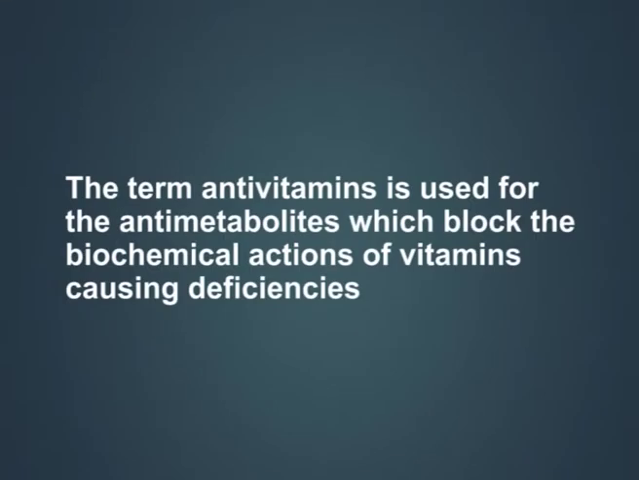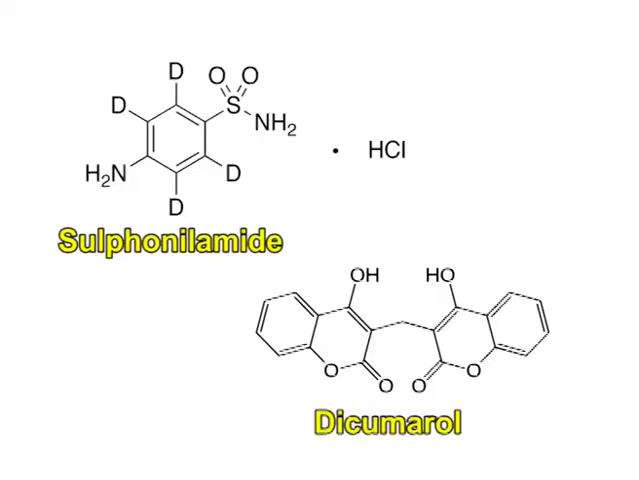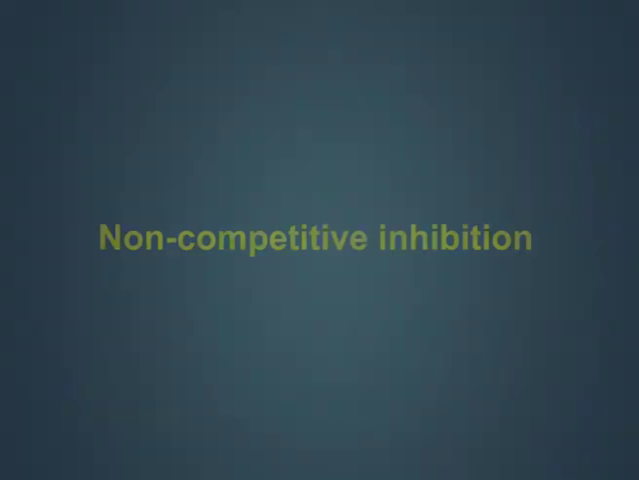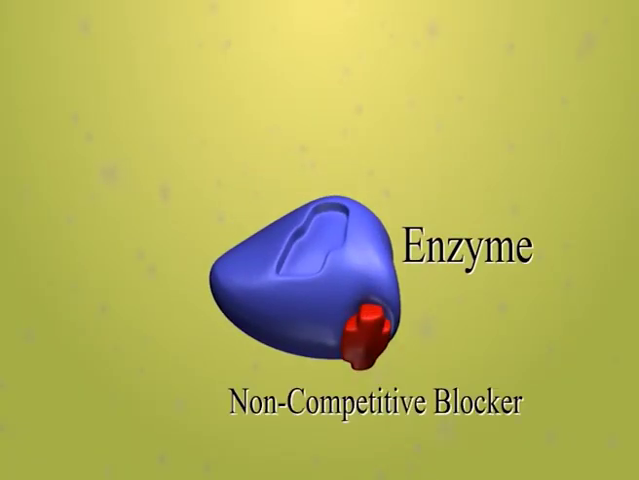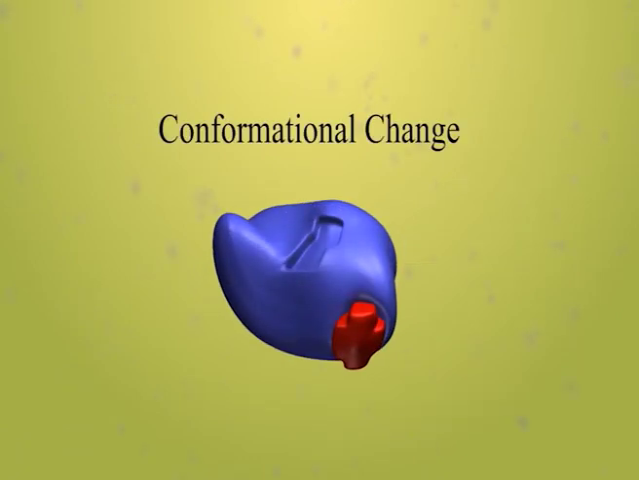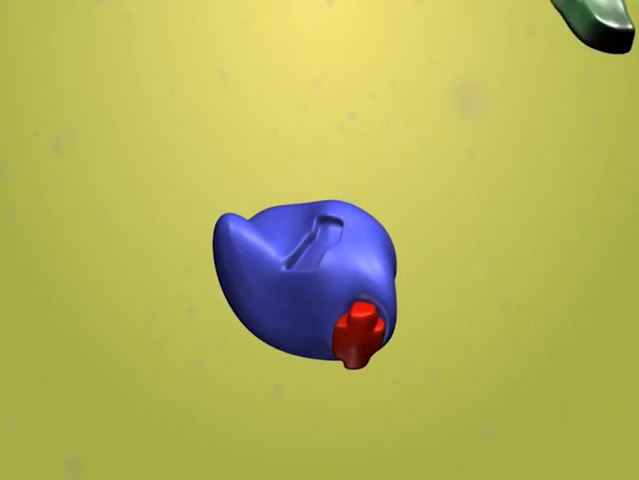The term antivitamins is used for antimetabolites which block the biochemical action of vitamins, causing deficiencies. Examples: sulfanilamide, dicumarol. Now let's move towards the second type, that is non-competitive inhibition. The inhibitor binds at a site other than the active site on the enzyme surface. This binding impairs the enzyme function. The inhibitor has no structural resemblance with the substrate.